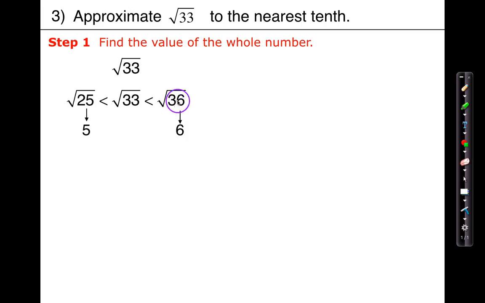Square root of 36 is 6, meaning my answer is going to be anywhere between 5 and 6. However, since 25 and 33 are 8 apart and 33 and 36 are 3 apart, I'm going to go ahead and eliminate all the choices from 5 all the way to 5.4. Meaning I'm going to try numbers between 5.5 all the way to 6, since 33 is closer to 36.